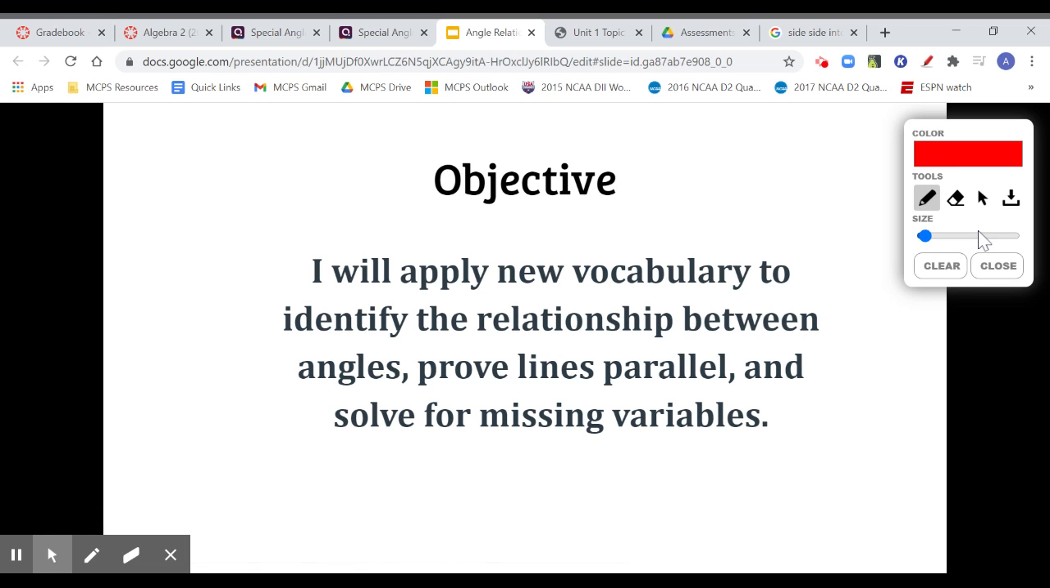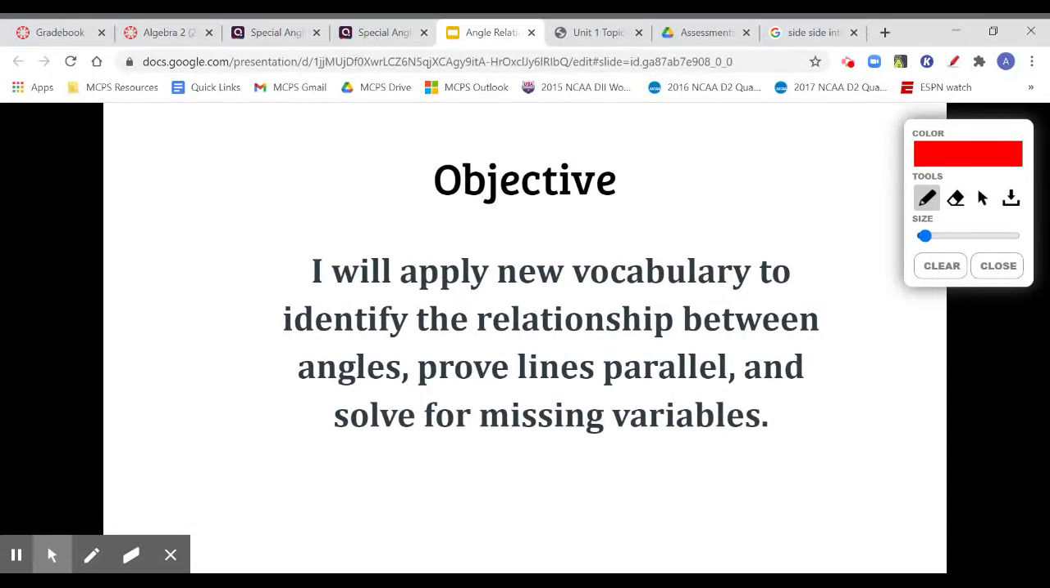Hi, hello everyone, and welcome back to another video. For today's video, we are going to be diving a little bit deeper into angle relationships and looking at some deeper algebraic applications of the angle relationships we've been talking about.